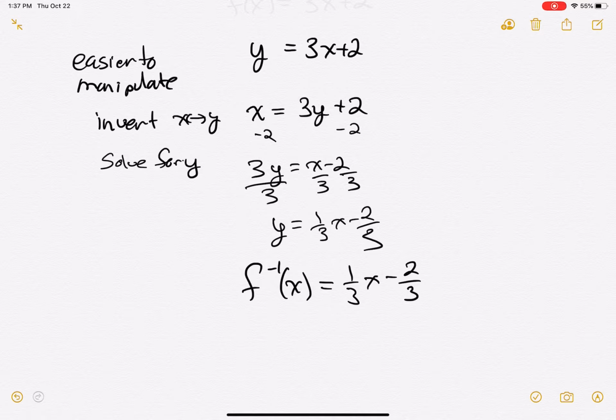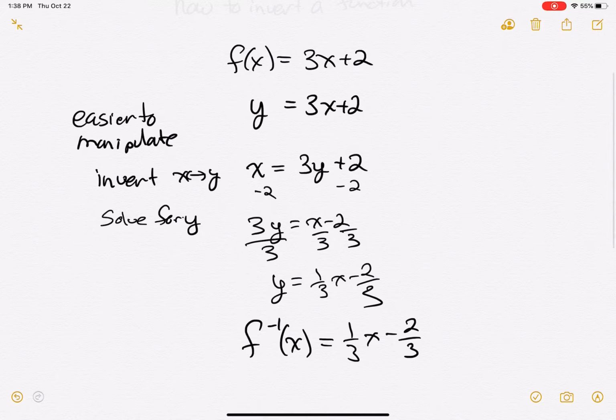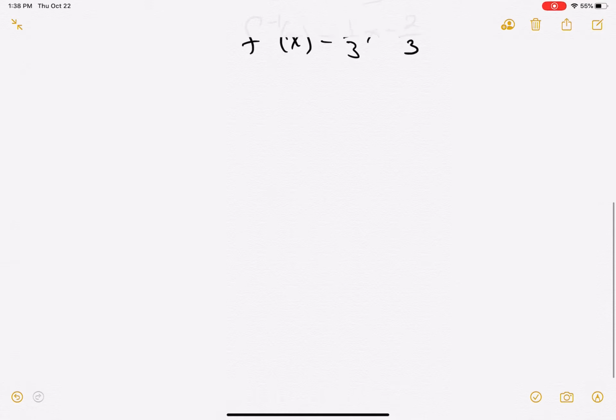So it's a pretty straightforward mechanical process. Now, if you don't want to substitute f of x for y, you don't have to. I suggest that you do. It just makes it easier when you get to the end to make that substitution. Okay? Now, just 1 second here.